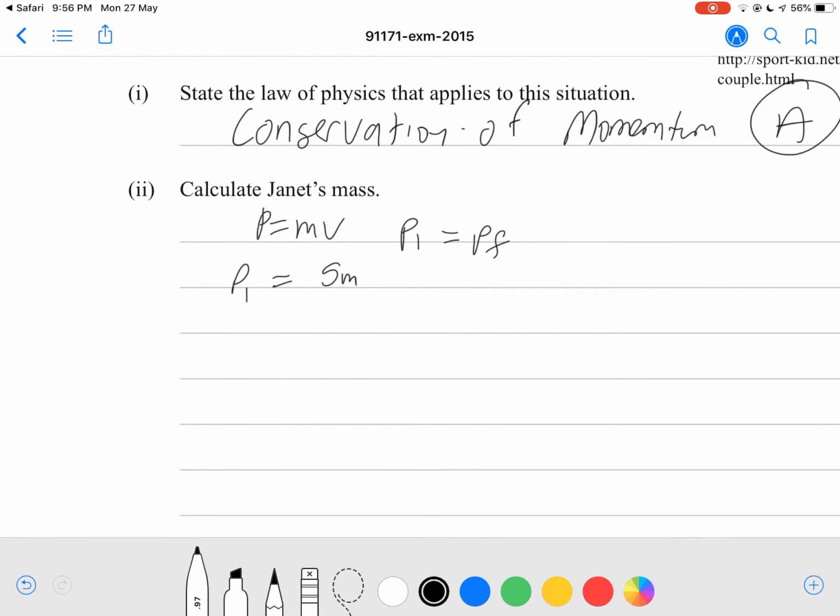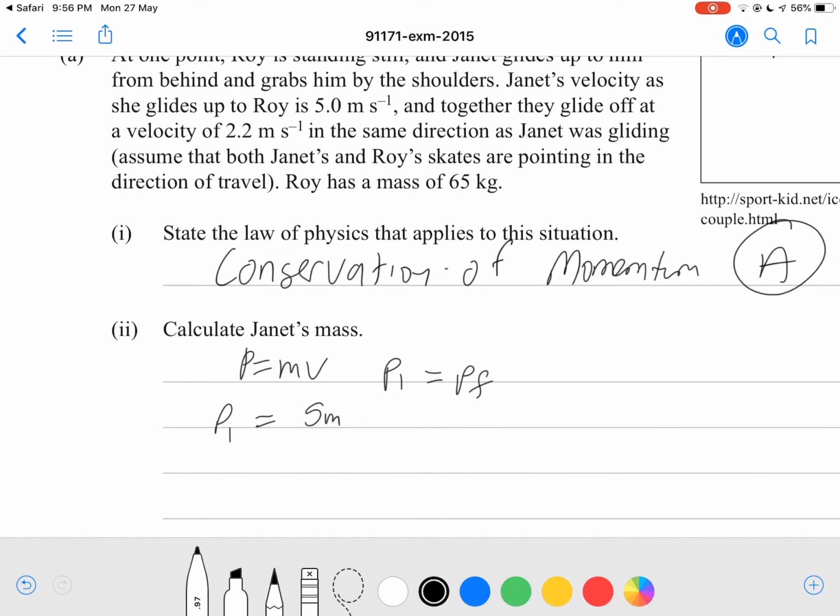And then final momentum, okay? So the final momentum is equal to, so they start moving together, right? So when they start moving together, they have a combined mass, okay? So the combined mass, you know Roy is 65, and you don't know how heavy Janet is, okay? So you know that the velocity is 2.2, so you're going to say final momentum is equal to 2.2 multiplied by (65 plus m), okay?